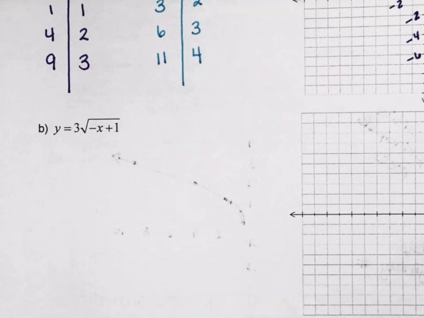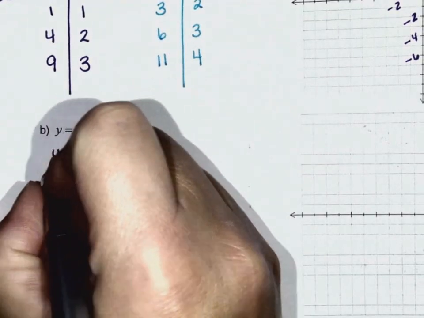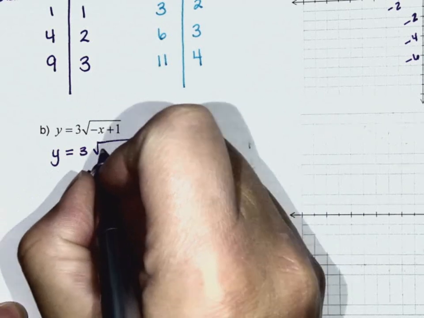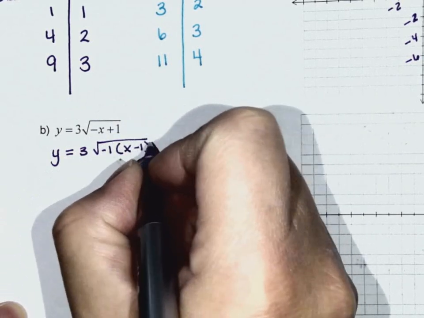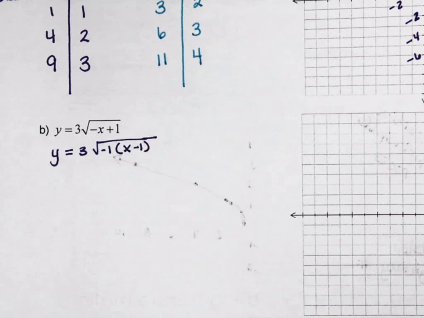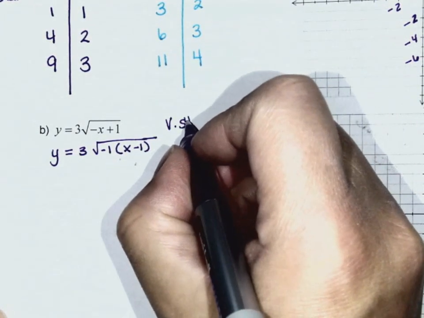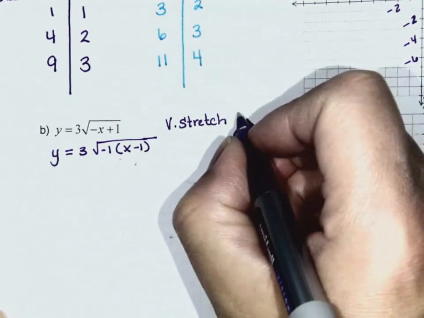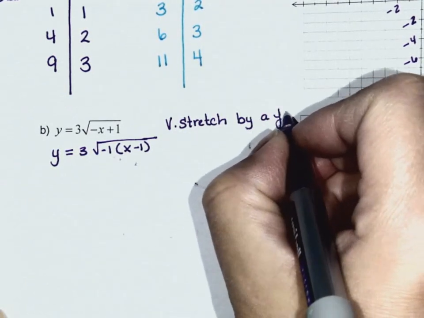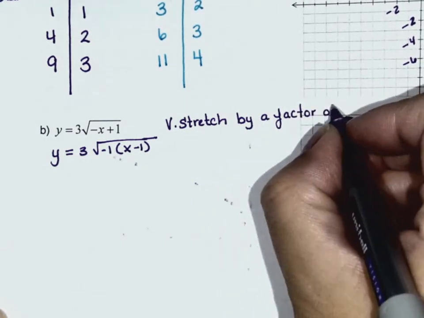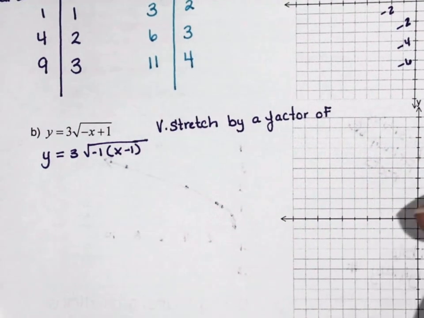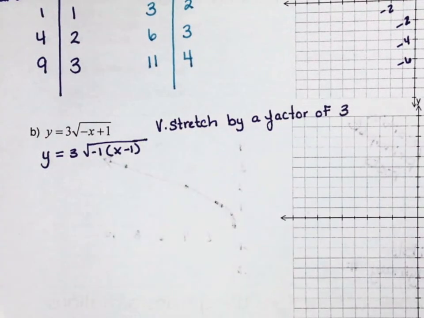There's a negative sign for x. Yeah, what do we got to do with it? We got to common factor that out. Now we can do our transformations on it. So, we have a vertical stretch by how much? Three. Remember, anything vertical, it's straight from the equation.